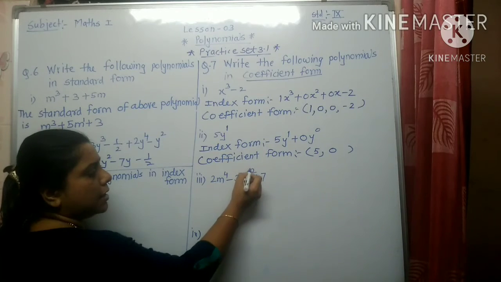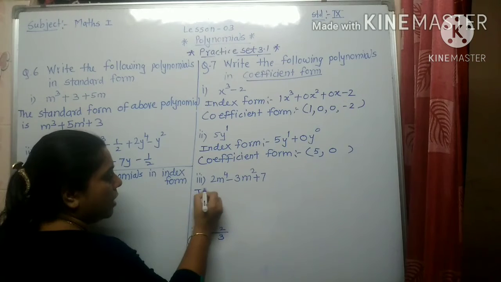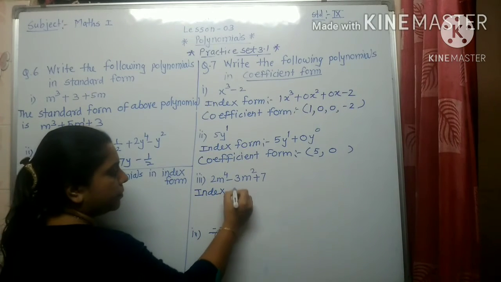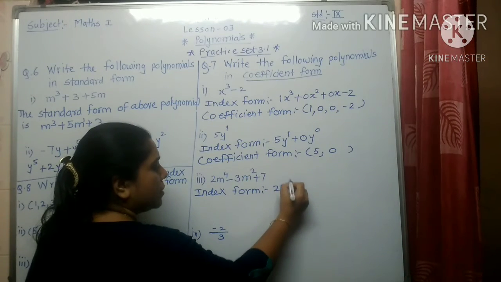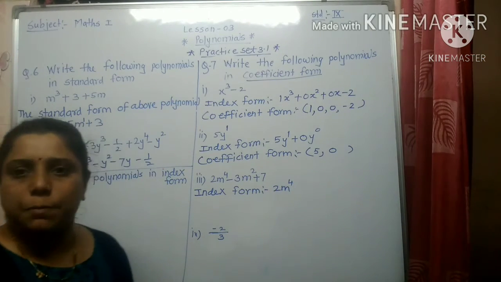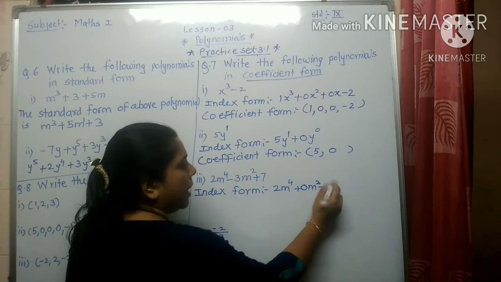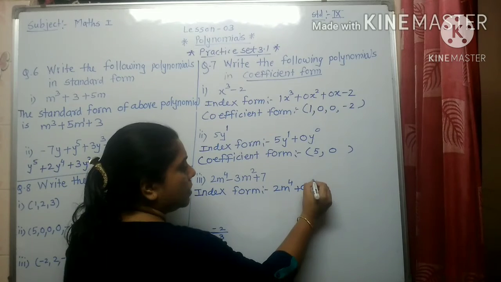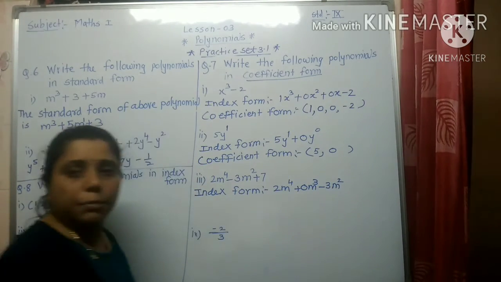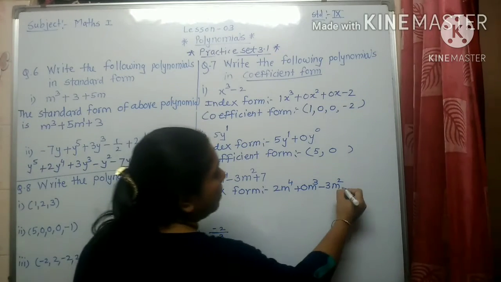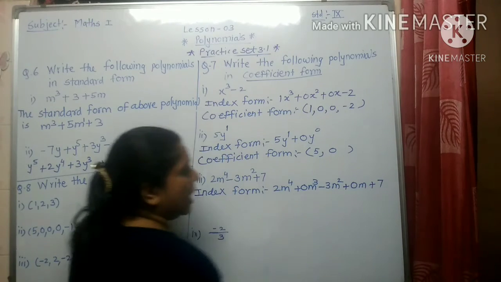2m raised to 4 minus 3m square plus 7. First I will write down the index form. What is the index form? 2m raised to 4. Now here cubic term is absent. So what I am writing? Plus 0m cube minus 3m square. Now here m term is also absent. So I am writing plus 0m plus 7 as it is.